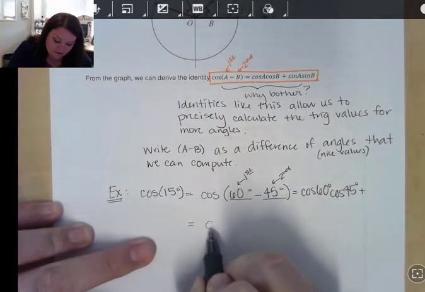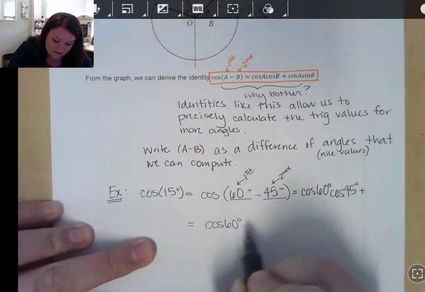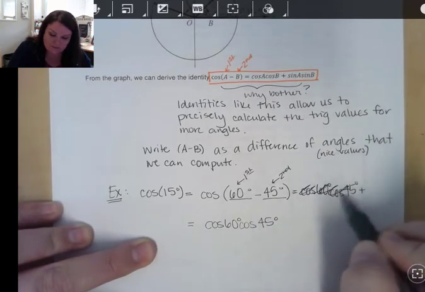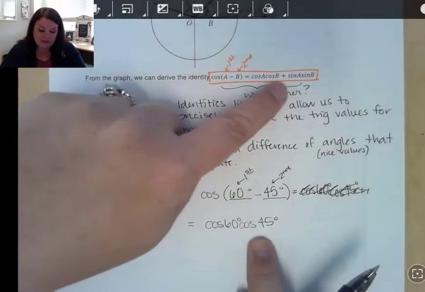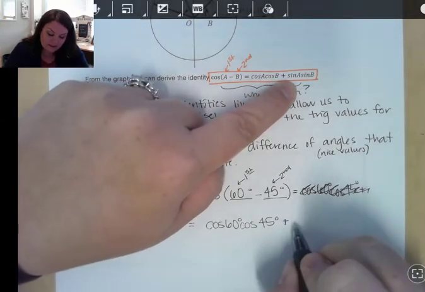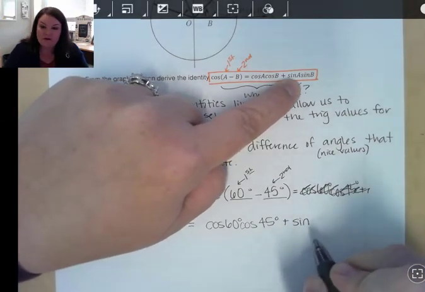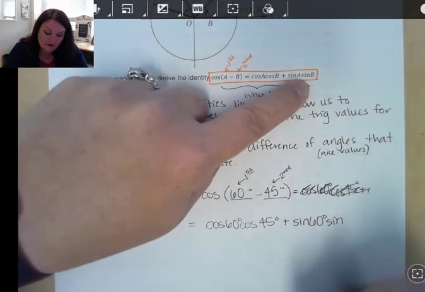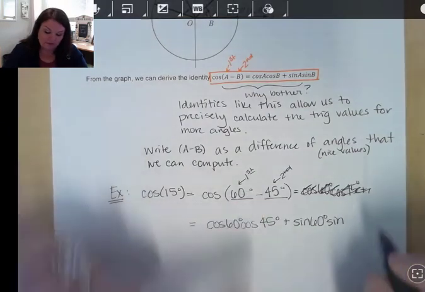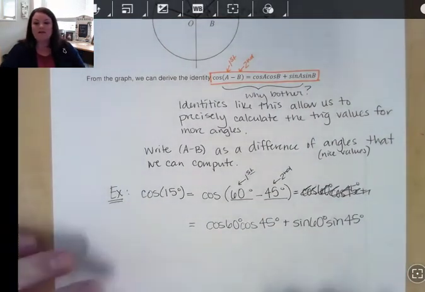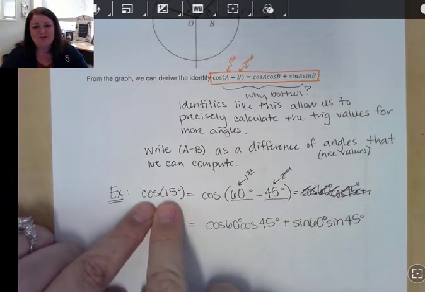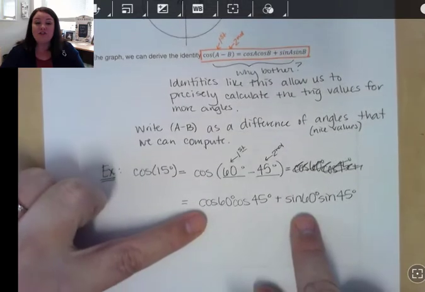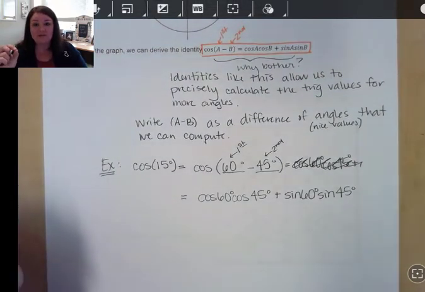So this is going to be cosine 60 degrees, cosine 45 degrees. I'm just rewriting it down here. Sorry about that. Plus sine of our first angle. So our first angle is 60 degrees. And then sine of our second angle. And our second angle is 45 degrees. Okay. So even though I rewrote this nice little cosine of 15 as this big mess of nastiness, this is now something I should be able to get an exact answer for, right?